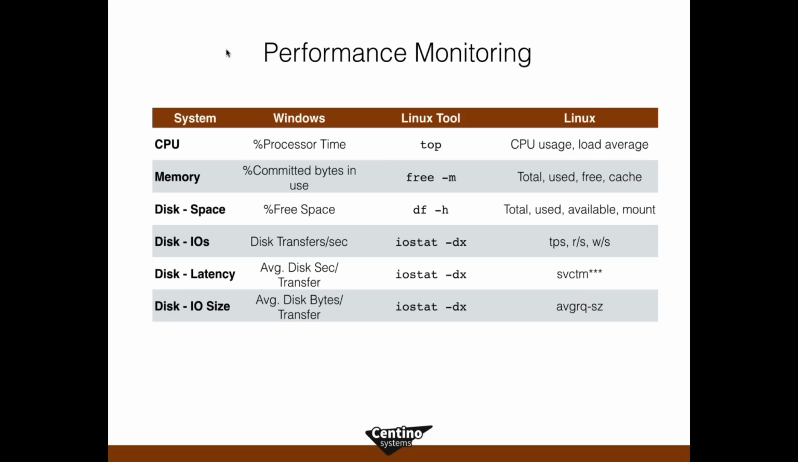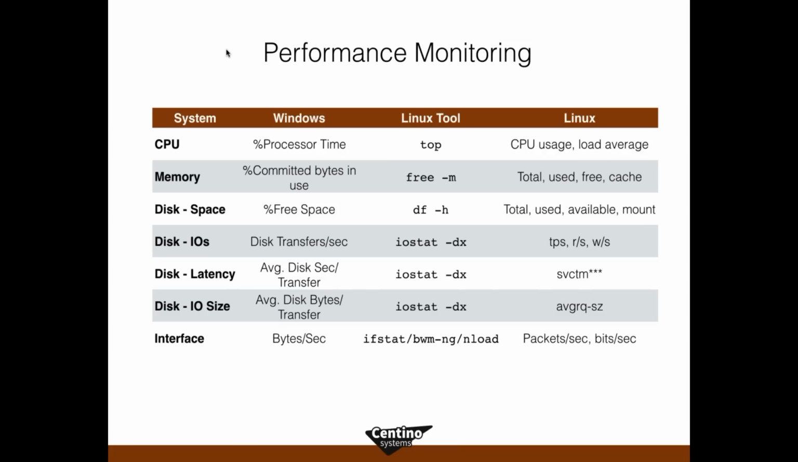IO size is another thing that we care about as DBAs: how big are our IOs? So disk bytes per transfer, I can pull that out with the same command, iostat -dx, and here you can see average request size. And then finally, we care about how much network consumption is going on. Bytes per second comes out of the Windows perfmon counter, which I think is kind of funny because I don't know a network engineer on the planet that measures throughput in bytes.